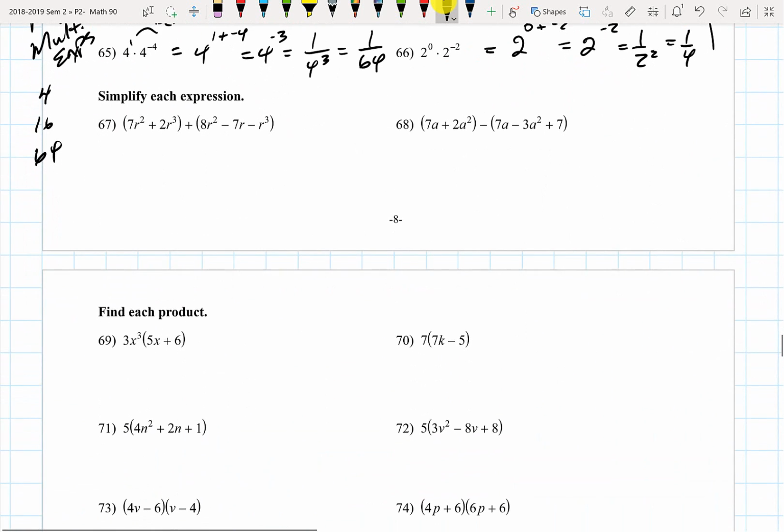Now let's move on, section 6.3. So this is section 3 in your notes. Okay, and this one here we add, and this one over here we subtract. So we're going to regroup.